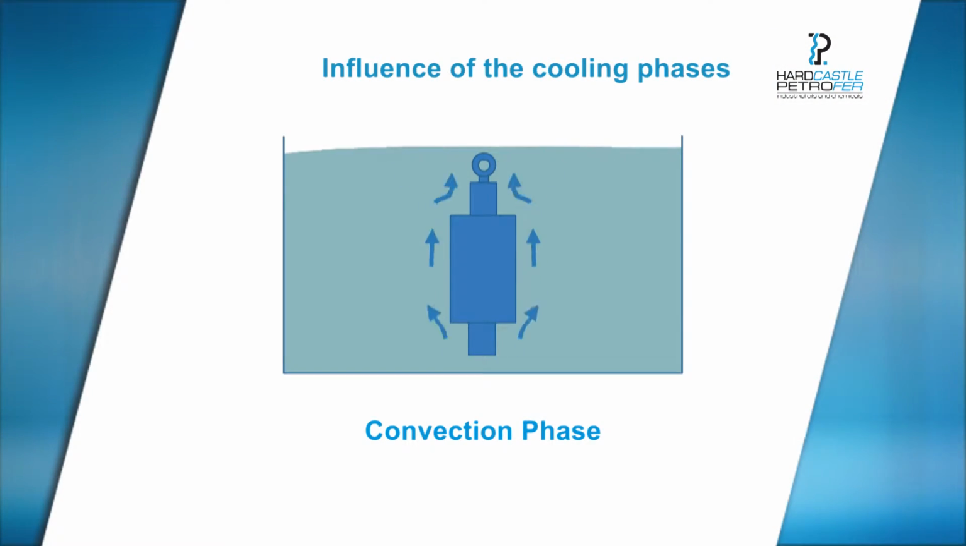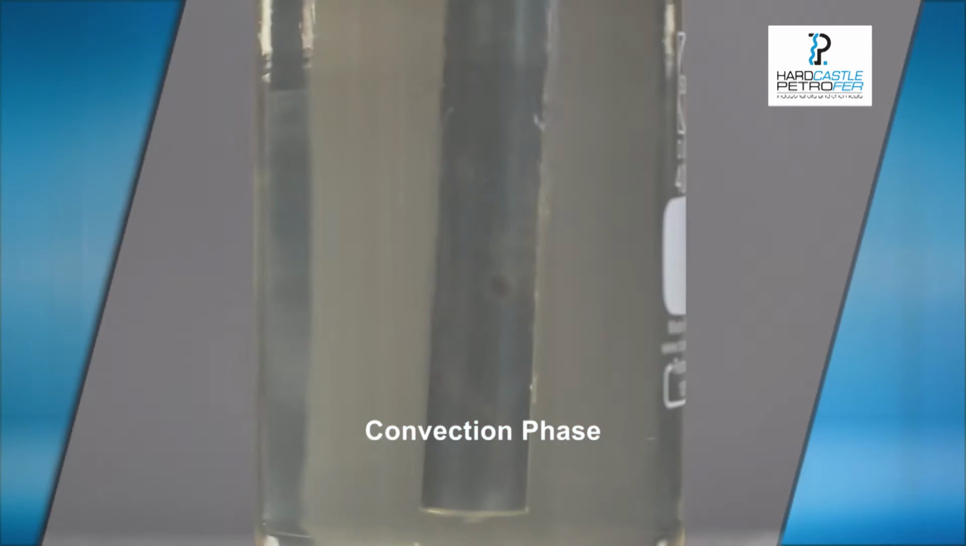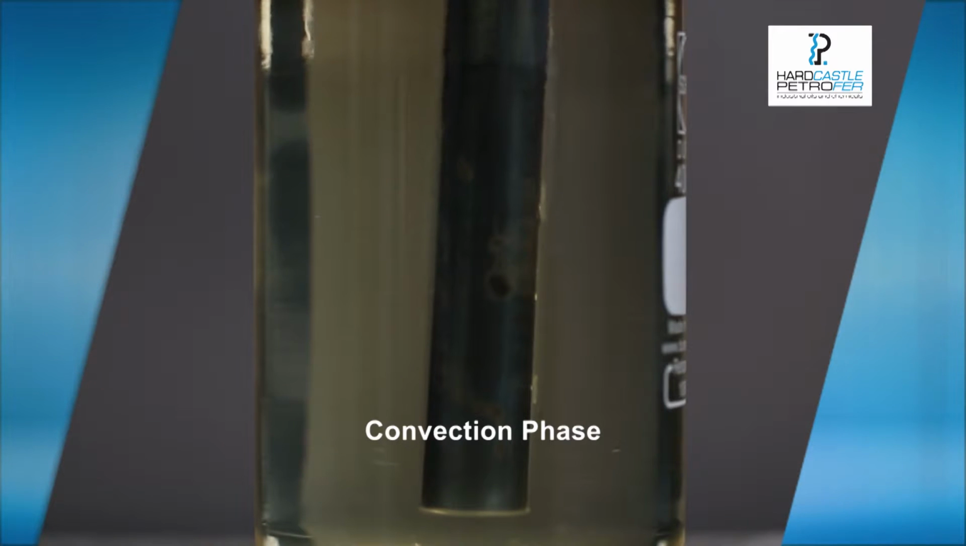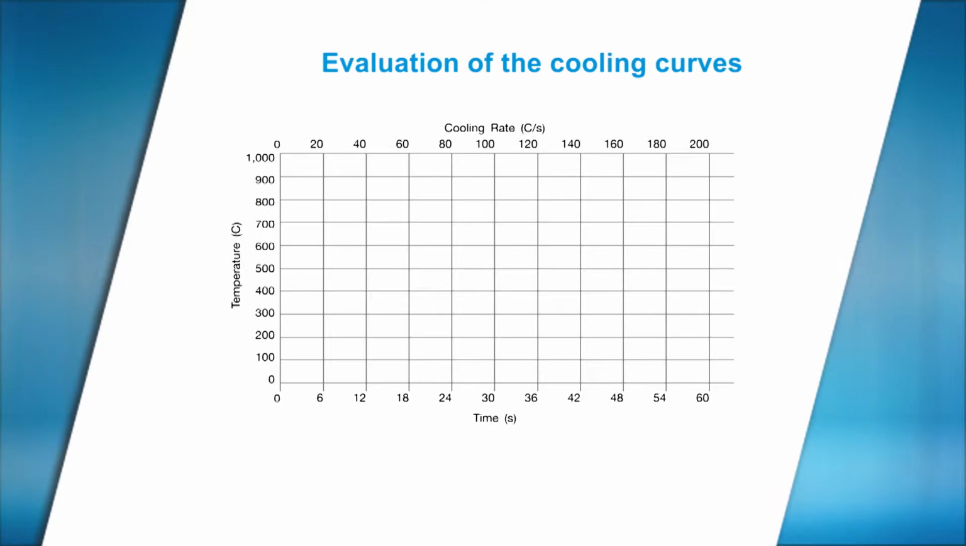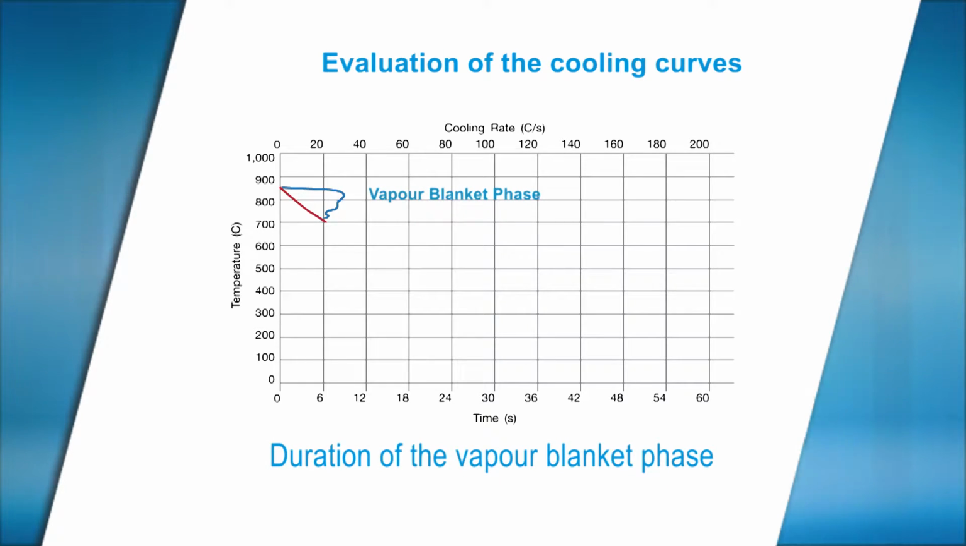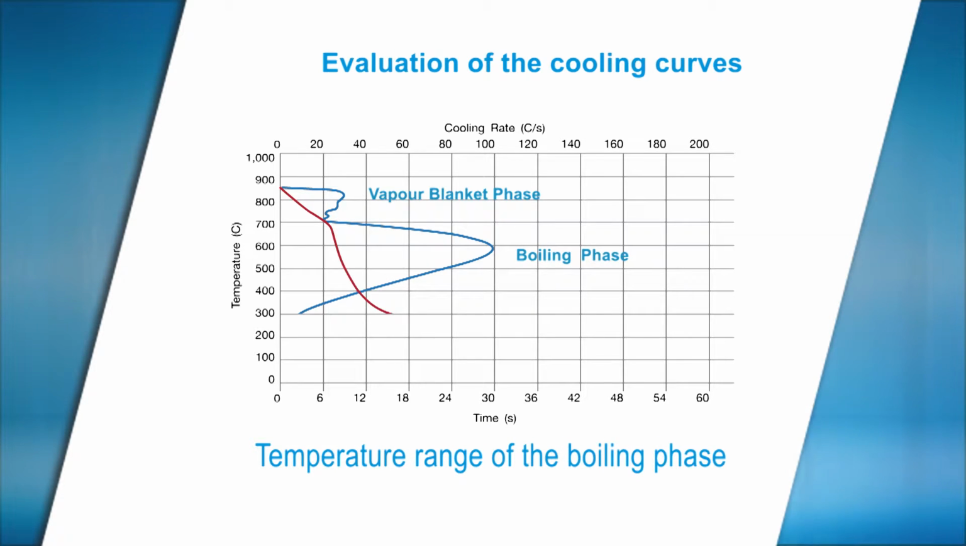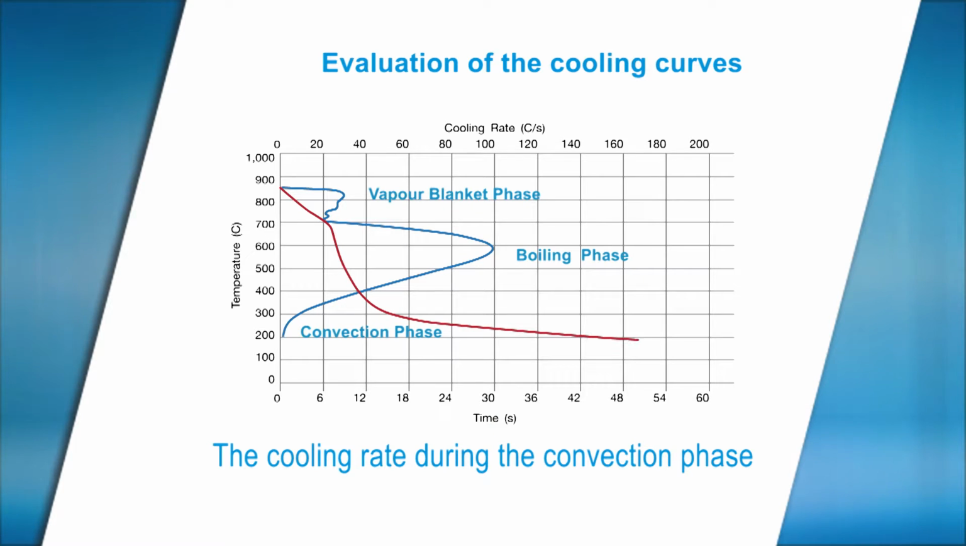In the last phase of cooling, heat is conducted away only by convection. Consequently, cooling in this phase can be significantly affected by circulation of the quenchant. A high degree of cooling in the convection phase will result in deeper hardening of the component. Well, for evaluation of the cooling curves, the following points are therefore important. Duration of the vapor blanket phase, temperature range of the boiling phase, the cooling rate during the convection phase, and the temperature at which it begins.